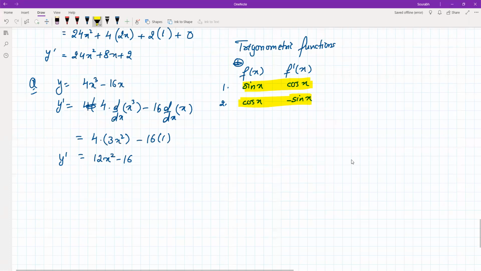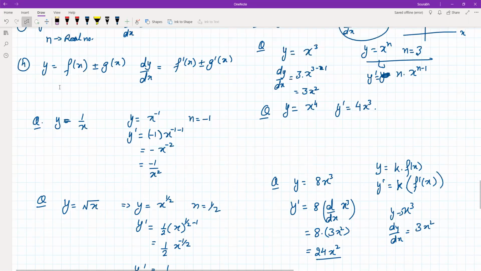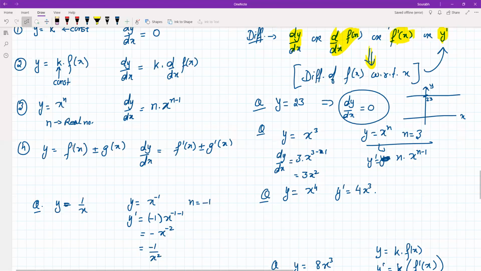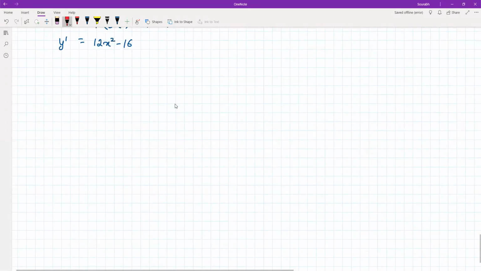Now some more rules, and just two rules actually. We have seen when functions are added or subtracted, we find their individual differentiation and we add or subtract them. That is this rule, the fourth rule. Correct? Okay. So now my question can include even those terms. So suppose y is equal to 12x cube plus sin x. So what will be y dash, or differentiation of y?